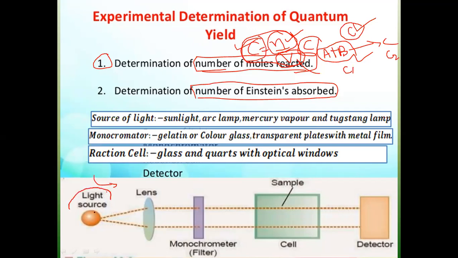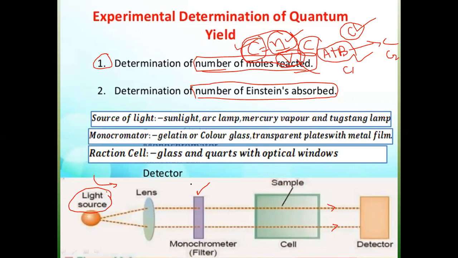There is a source of light, a lens for the filtration, then a monochromator, which converts ordinary light, meaning different wavelengths of light, into a single wavelength. Then the sample cell is placed in a thermostat to maintain temperature. When light falls on this sample, some light is absorbed and some is transmitted. The transmitted light falls on the detector, and on the detector you get the reading in the form of current.